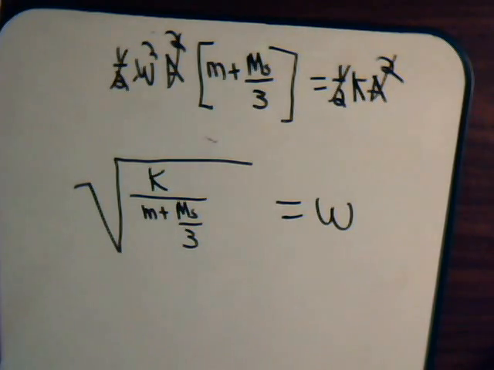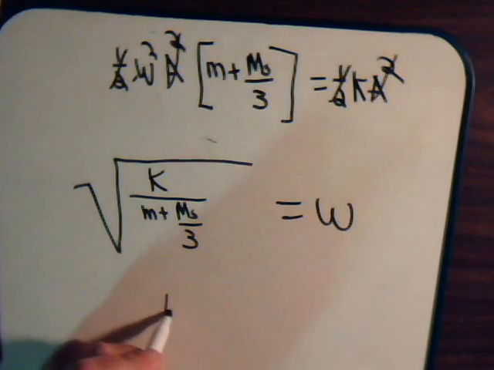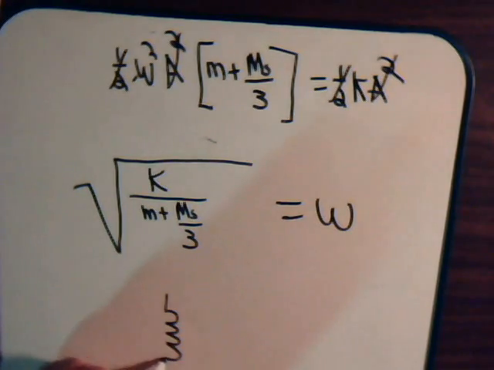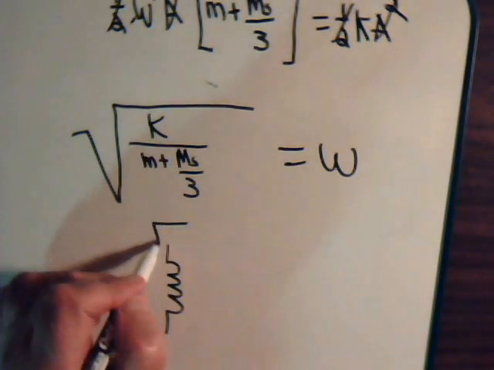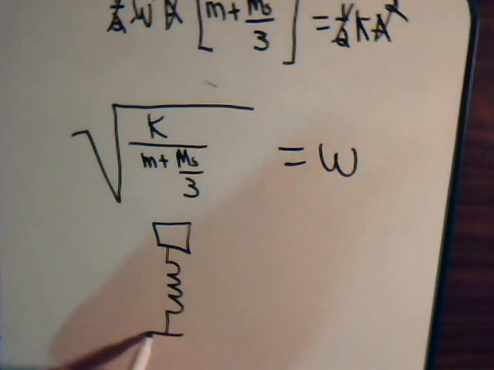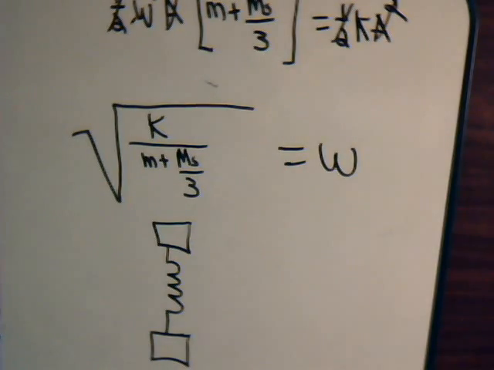Okay, that's it for this video. Join us for the next video, and here we're going to consider a system where again we have just a single spring, but now there will be 2 masses attached to it, one at each end, and we'll consider the motion of this system.